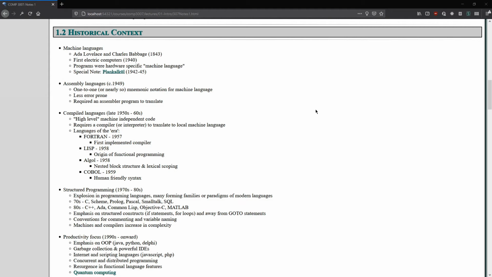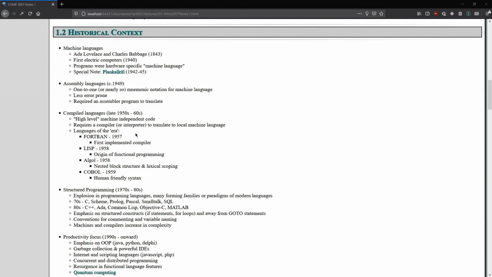So compilers were still specific to a given machine, but they could handle the same language over various different machines. Okay, so they'd essentially take one language and translate it down to the specific machine instructions for whichever machine they were installed on. Now, a bunch of languages of the era that might be familiar to you. Fortran emerged in 1957, which was the first language to implement a compiler.